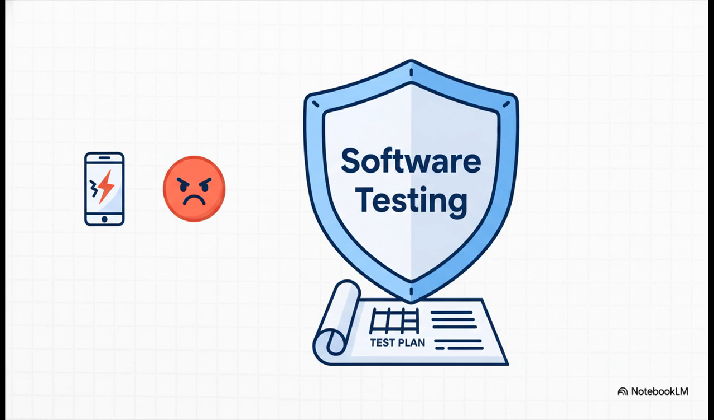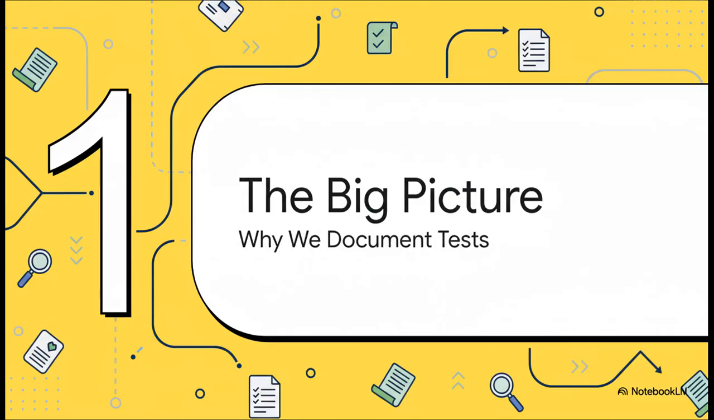It's this whole process of hunting down and fixing problems before they ever get to you. But you can't just wander in and start poking around. You need a plan. And that's where the documentation comes into play. So let's zoom out for a second and look at the big picture. Why bother writing all this stuff down? Well, because good documentation is like the ultimate roadmap. It guides the entire testing effort and makes sure no stone is left unturned.